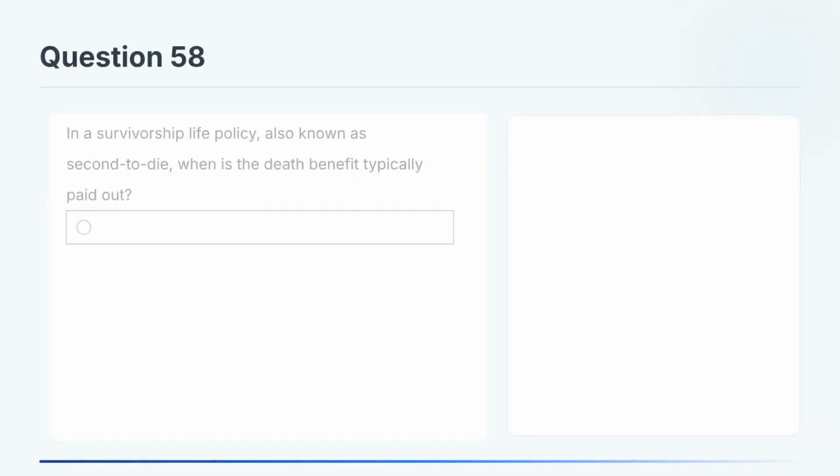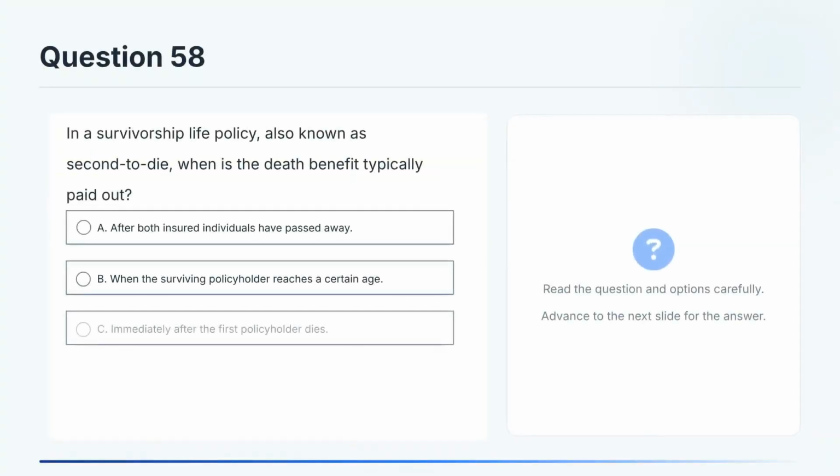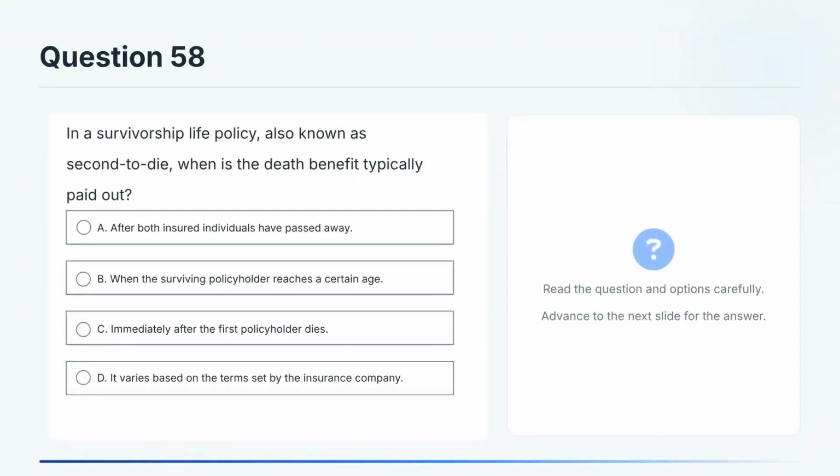Question 58. In a survivorship life policy, also known as second to die, when is the death benefit typically paid out? A. After both insured individuals have passed away. B. When the surviving policyholder reaches a certain age. C. Immediately after the first policyholder dies. D. It varies based on the terms set by the insurance company.